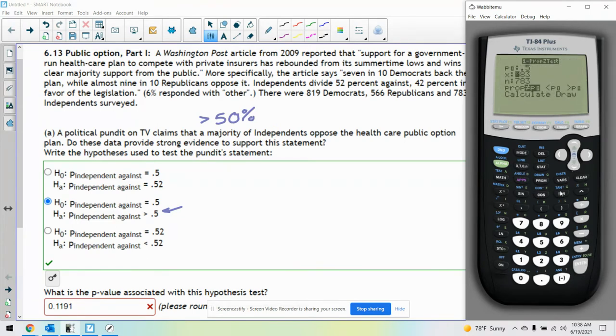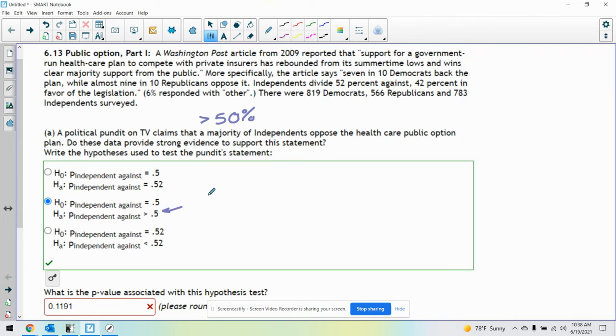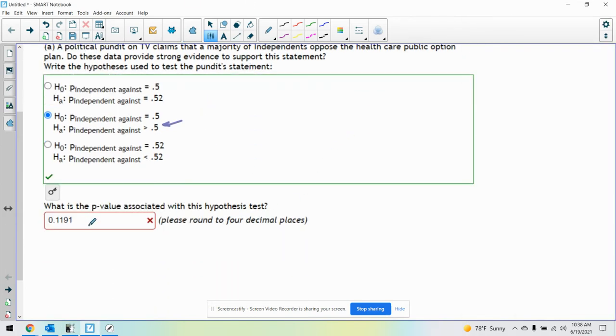So of 783, 407 satisfied this thing we're talking about here. And we're trying to show that our alternative is greater than that. And now we hit calculate. So we get a p-value of 0.13396, or to 4 decimal places, 0.1340. So that's what happened there on question 1.